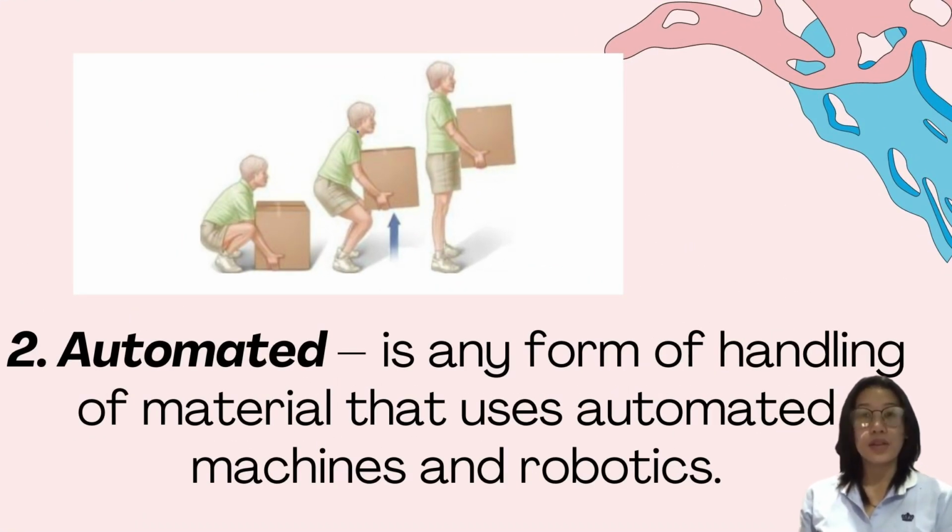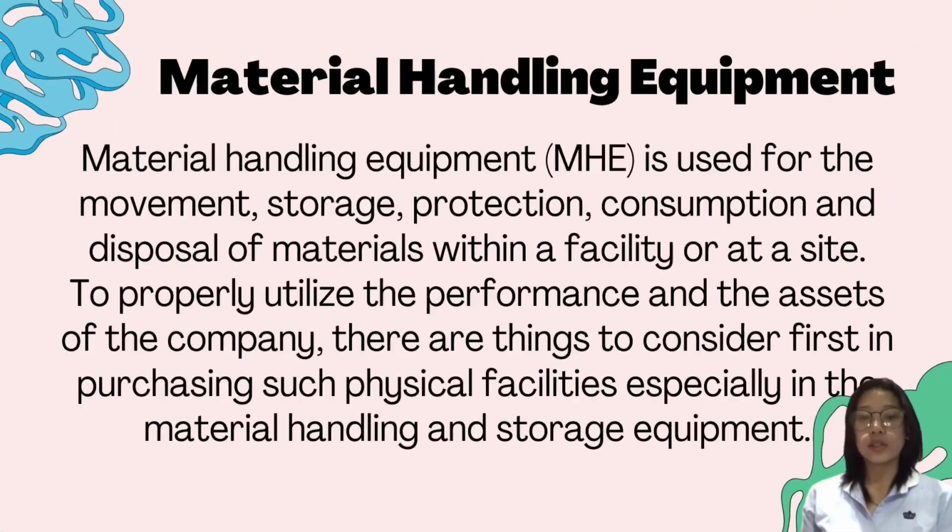Number 2, automated handling, is any form of handling of material that uses automated machines and robotics. Material handling equipment. Material handling equipment is used for the movement, storage, protection, control, and disposal of materials within a facility or at the site. To properly utilize the performance and the assets of the company, there are things to consider first in purchasing, such as physical facilities, especially in the materials handling and storage equipment.